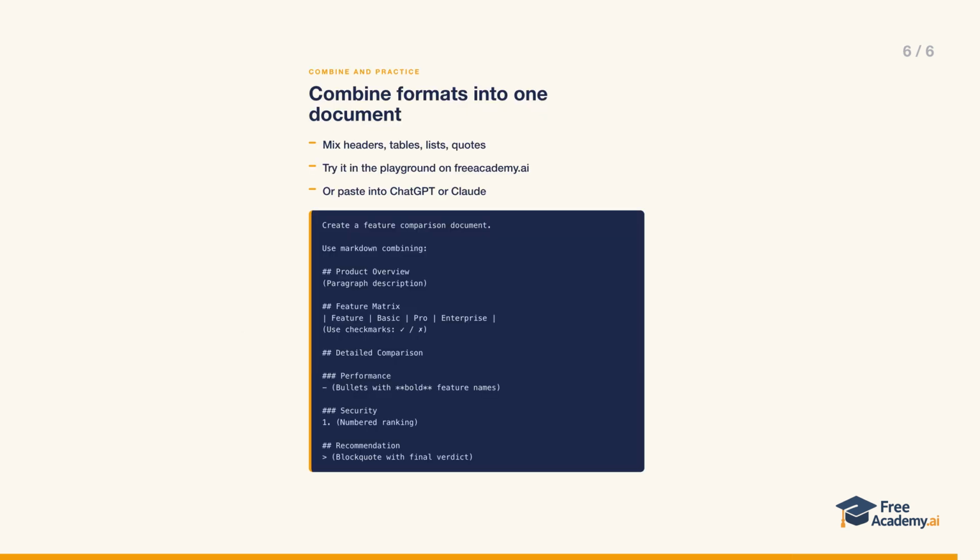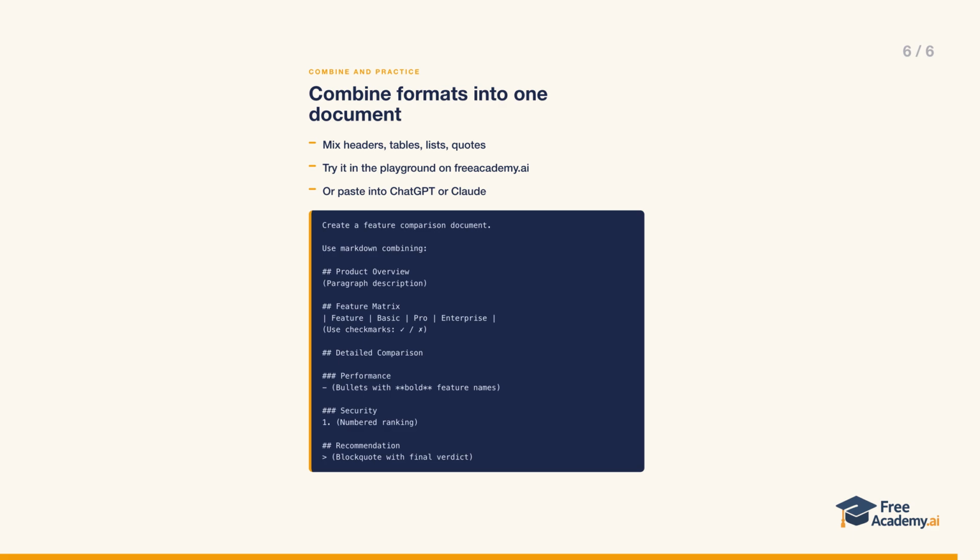The real power comes from combining these formats in one document. This feature comparison prompt does exactly that. It asks for a paragraph product overview, then a feature metrics table using check marks, then a detailed section with bulleted performance points and a numbered security ranking, and finally a recommendation as a block quote.